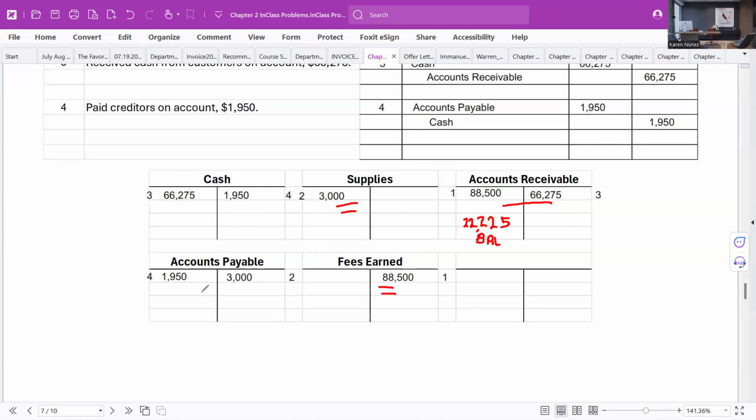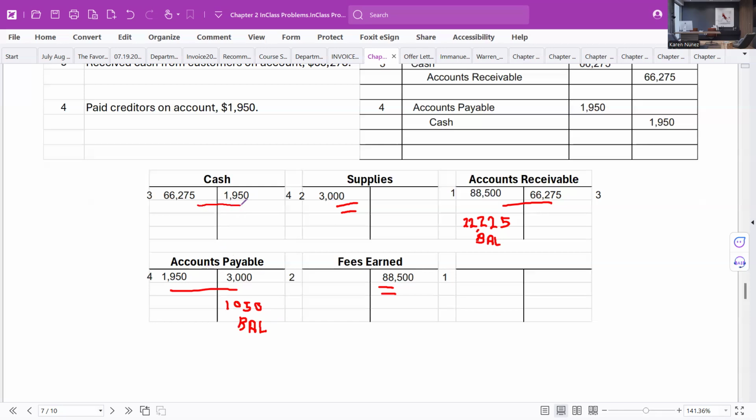Now, accounts payable is a liability. We're normally crediting that account. It normally has a credit balance, so the credits are going to offset the debit. So in this case, the 3,000 minus the 1,950, we end up with 1,050. The balance in this account is 1,050.